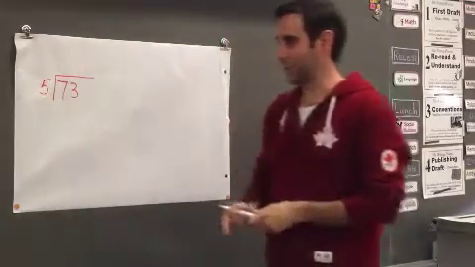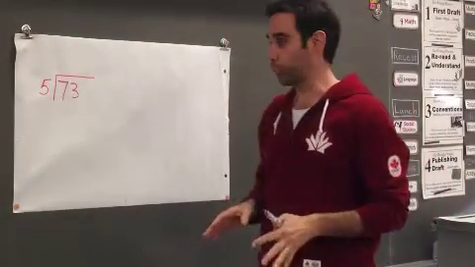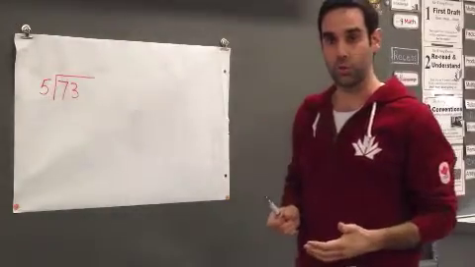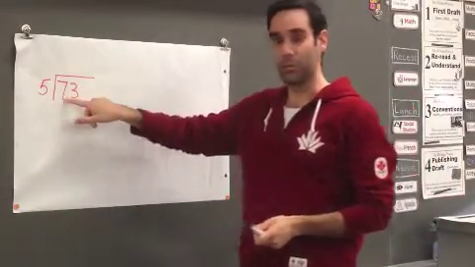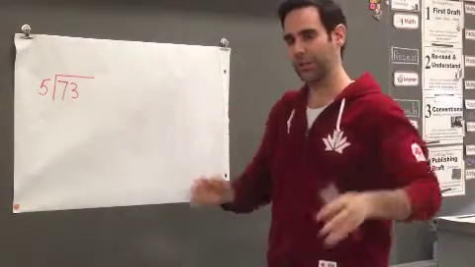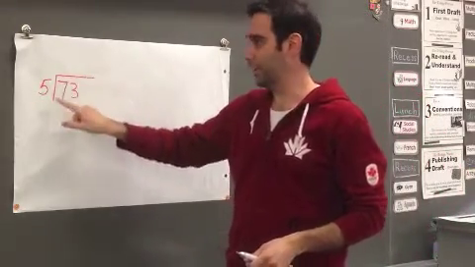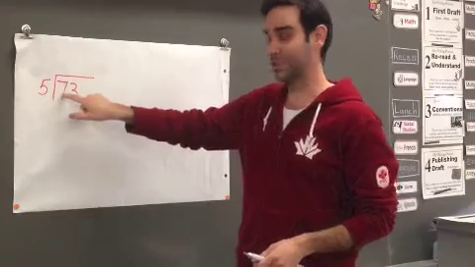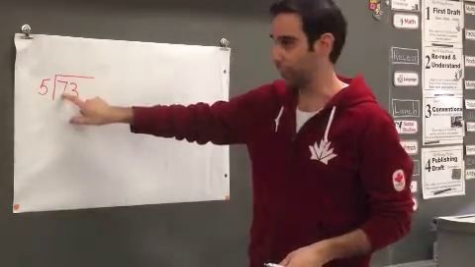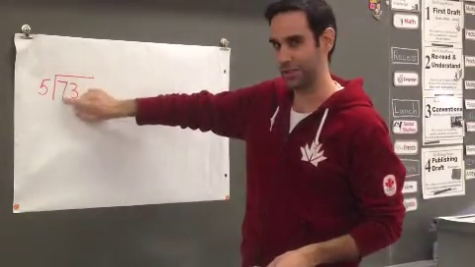All right. Now, 73 is a pretty big number, so it might be a little harder for us to know what in the 5 times table will give us 73. So let's make it easier on ourselves. Let's take this number and just go 7. What in the 5 times table will get us close to 7 without going over? Let's forget about the 3. Let's just look at the 7.